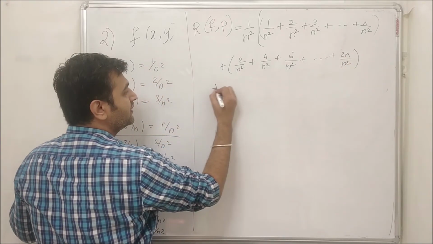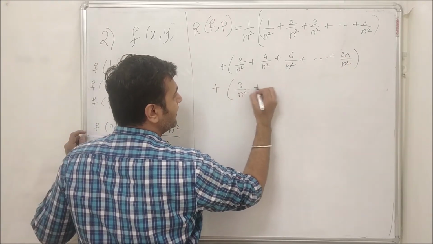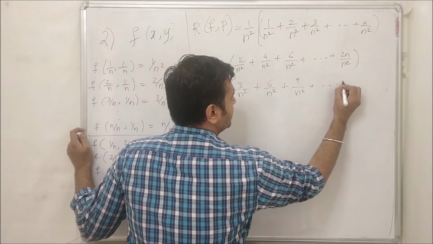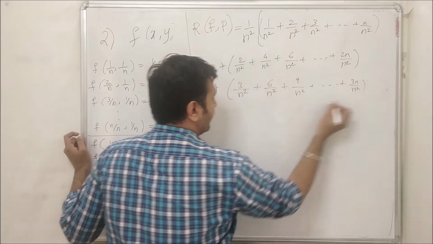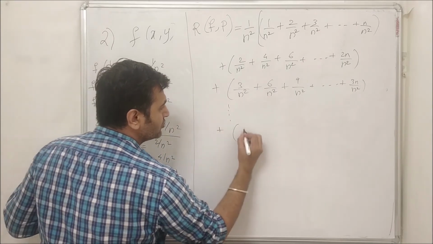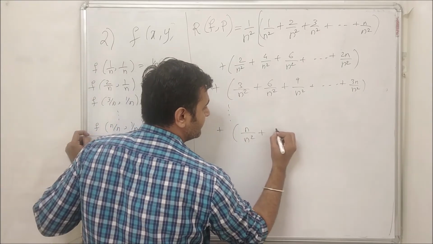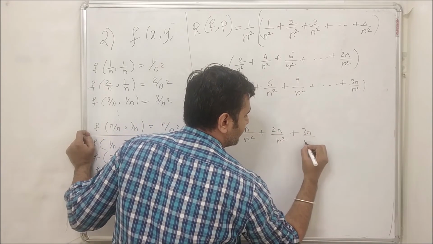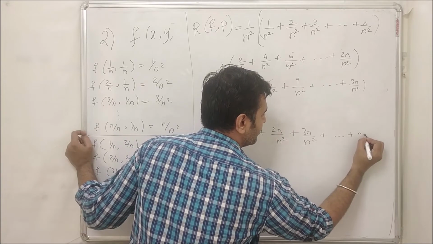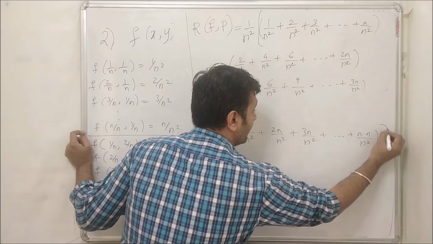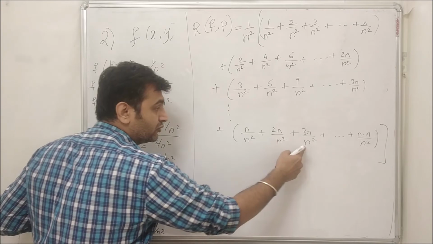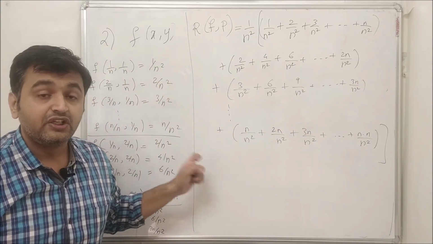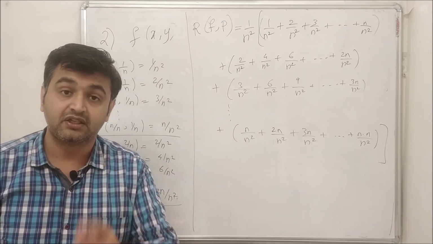Then you go for the third series of rectangles: 3 by n square, plus 6 by n square, plus 9 by n square, plus 3n by n square, and so on. If you go for the topmost rectangle, it was n upon n square, plus 2n upon n square, plus 3n upon n square, plus n into n upon n square. This will be the value of the function for the topmost sequence of rectangles. If you have any doubt in any of these steps, make sure you ask in the comment section.